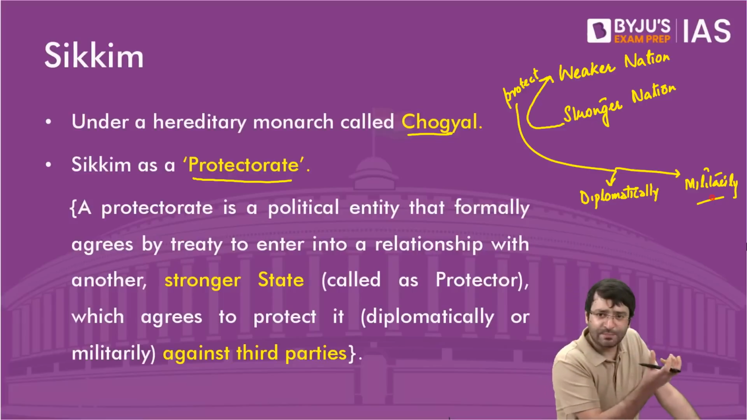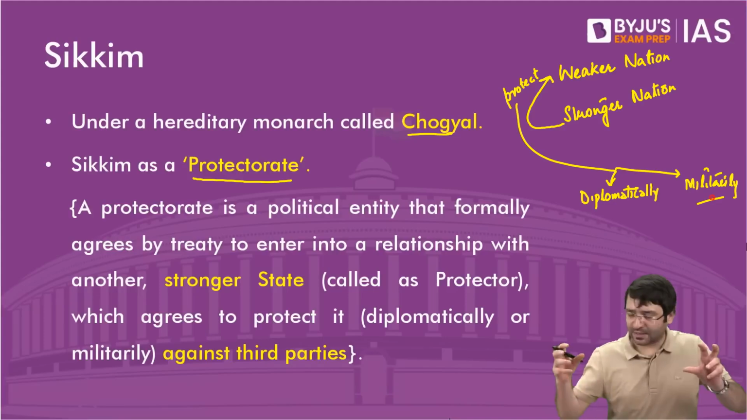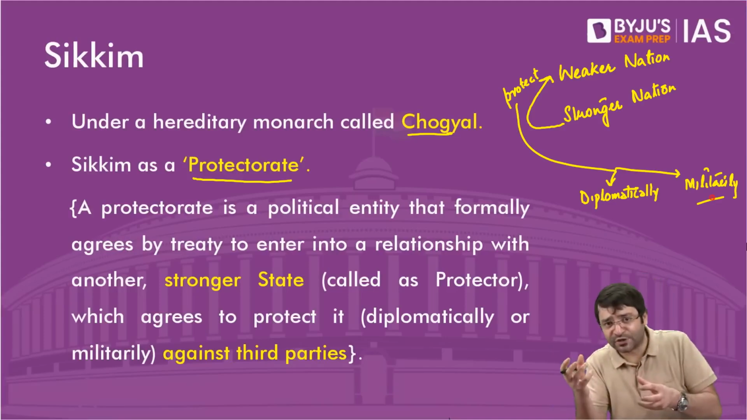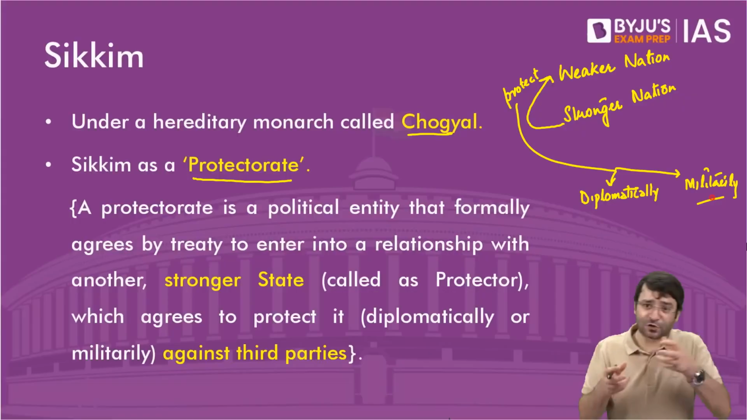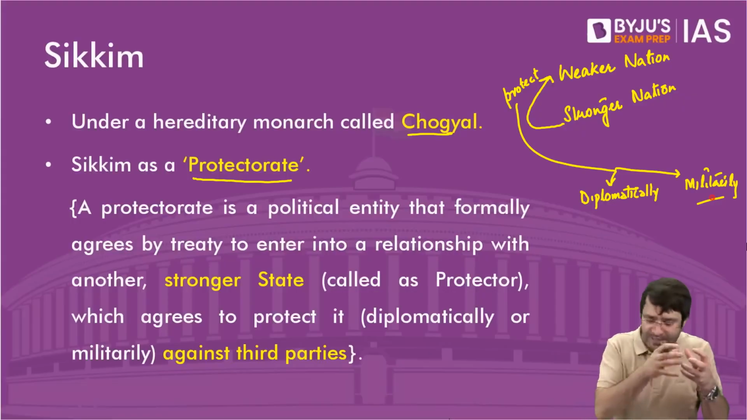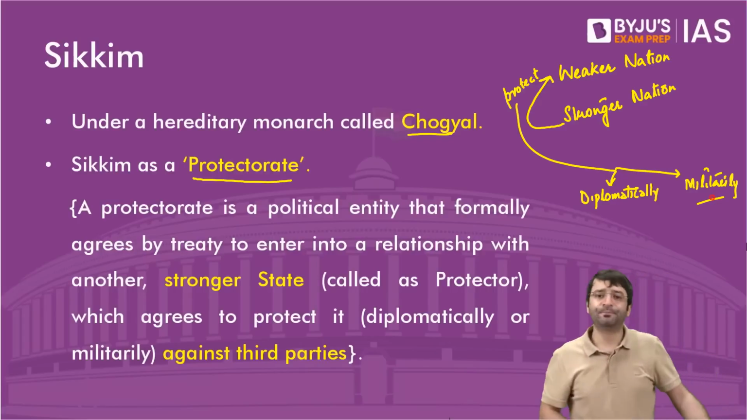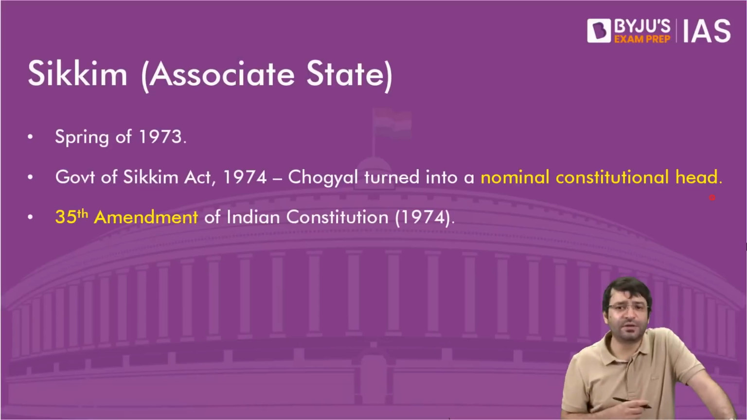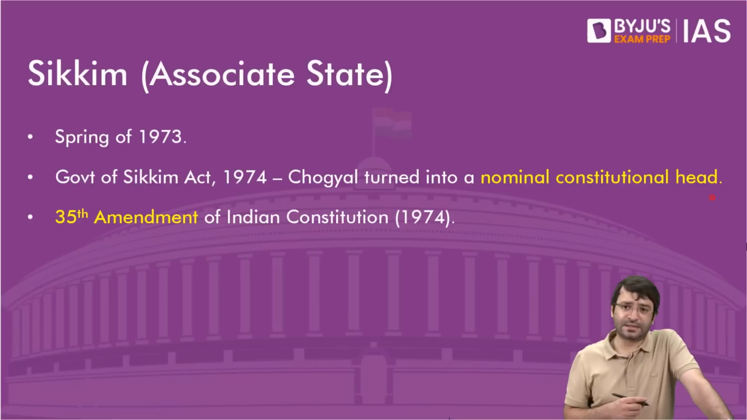And after the independence of India, Sikkim and India entered into an agreement, because of which Sikkim, a weaker nation, became the protectorate of a stronger nation, which is India. And India will protect this weaker nation diplomatically as well as militarily. And this continued over a period of time, and we reached 1973. And in 1973, there were massive protests in Sikkim.